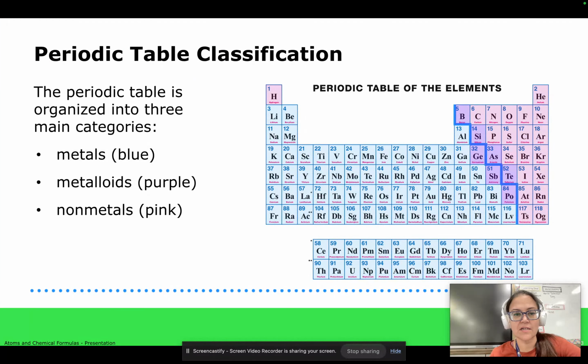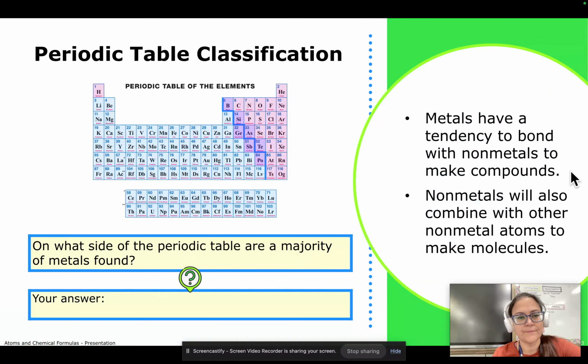As far as we are concerned, there are three different classifications on the periodic table. We will go into this more in our next topic. Metals are all these light blue ones. Metalloids are the purple, and they are along the line where metals and nonmetals meet. That's why their color is a combination of the two, because they have properties that are a little bit like metals and a little bit like nonmetals. And all the nonmetals are pink. Like I said, we'll go into that next week.